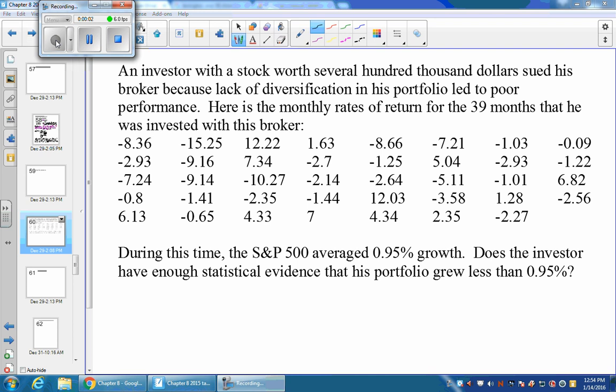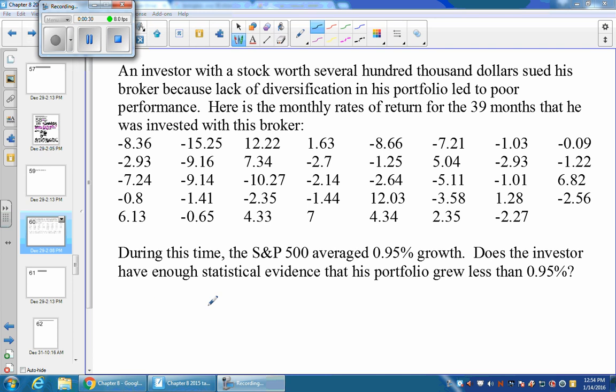All right, here is another significance test. An investor with a stock worth several $100,000 sued his broker for the lack of diversification in his portfolio, which led to poor performance. Here are the monthly rates of return for 39 months he invested with a stockbroker. During this time, the S&P averaged a 0.95% growth. Does this investor have enough statistical evidence to show his portfolio grew less than 0.95?